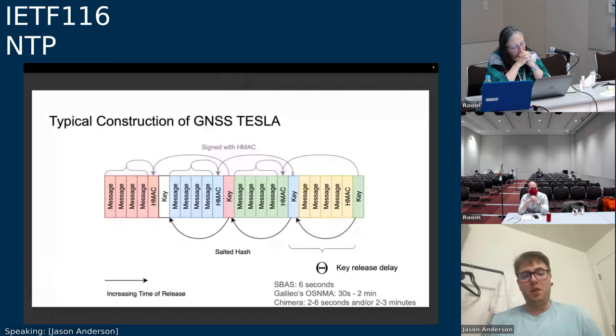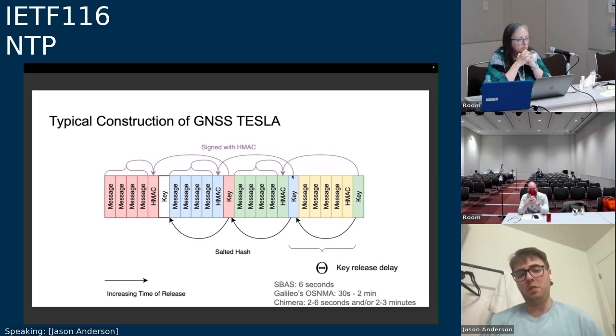And the current state of the art for GNSS authentication uses an algorithm called TESLA, which stands for Time Efficient Stream Loss Tolerant Authentication. The reason why we have to use this algorithm is because GNSS signals generally have extremely low bandwidth. We're talking 50 bits per second.